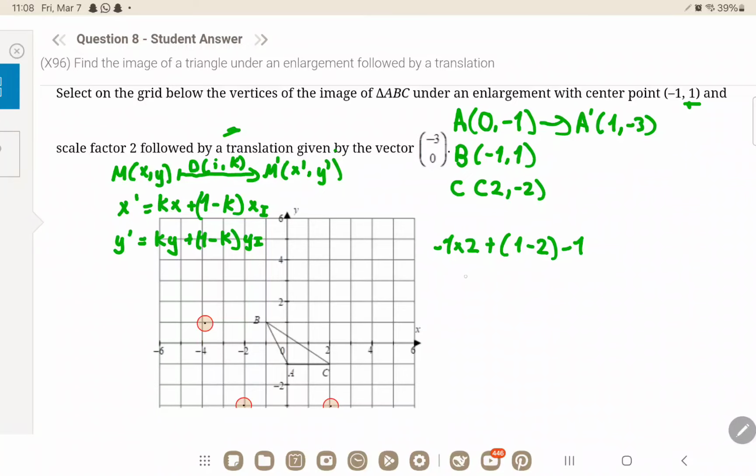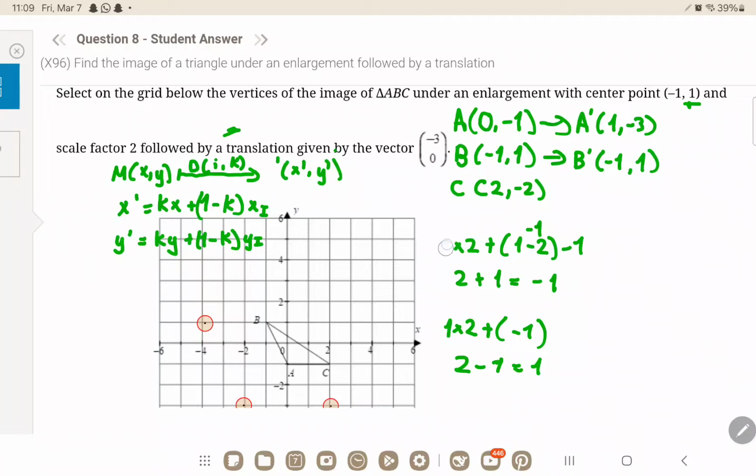negative 1. So it's negative 2 plus, this is negative 1 into negative 1, so plus 1, so this is negative 1. So B prime, our first point, is negative 1. So now our y would be, so 1 times 2 plus 1, or just negative 1 at this point, into 1, which is negative 1. So it's 2 plus negative 1, which is 2 minus 1, which is 1.